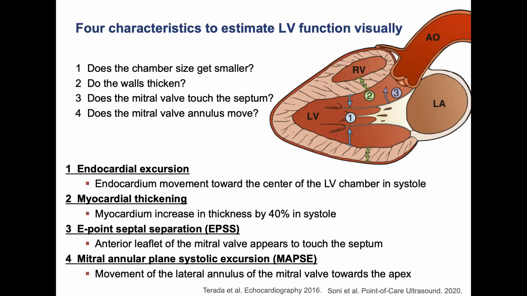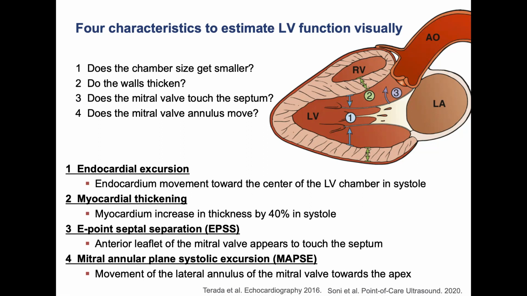2 is going to be here, looking at that actual wall and saying, does that myocardium increase in thickness during systole? And so it should increase about 40%. So you can look here, here, here. You can look anywhere along the wall, but just saying, does that wall thicken when it contracts?